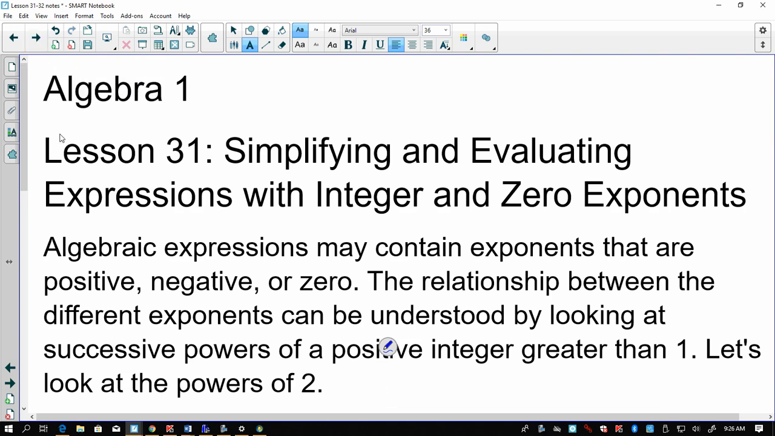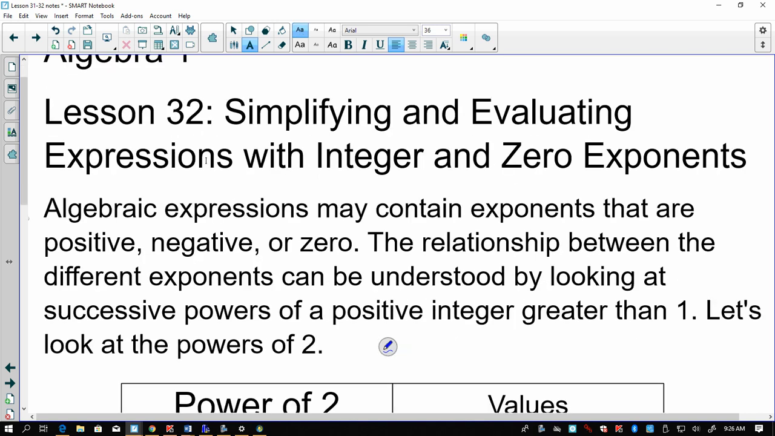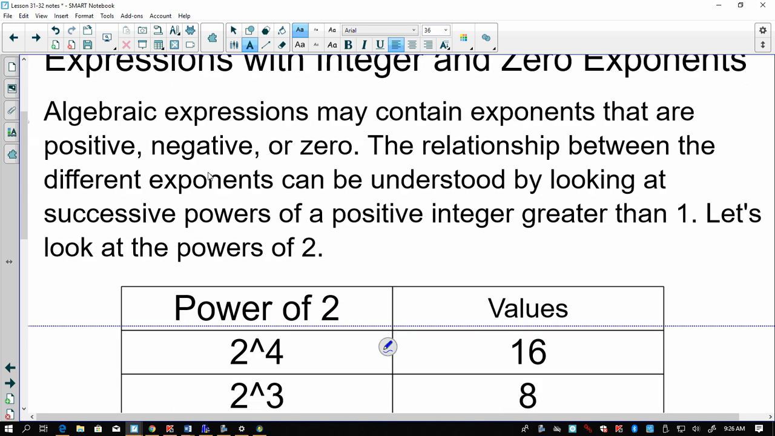Let's see, I believe that should say lesson 32, not 31. Let's make sure that we do have the right things here. Simplifying and evaluating expressions with integer and zero exponents. So let's make sure that we understand that this is coming from lesson 32. Okay? All right. And can you guys see this in full on your screen? Like it's not cut off for you guys? Okay, good. So you guys are able to read it even if we can't really see it very well up here.